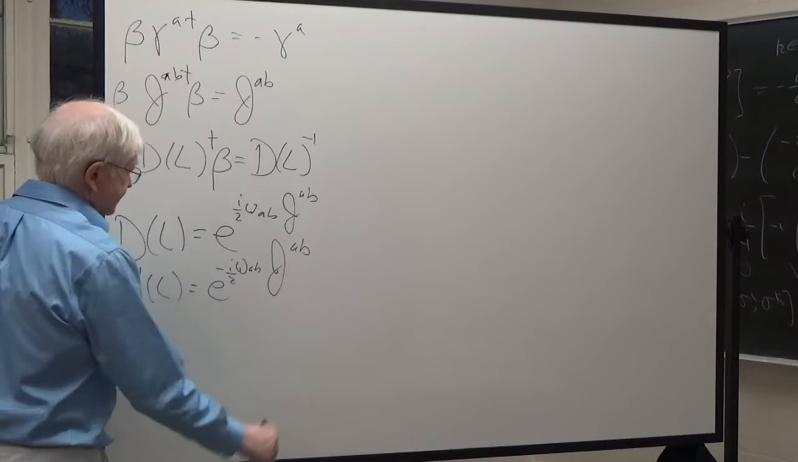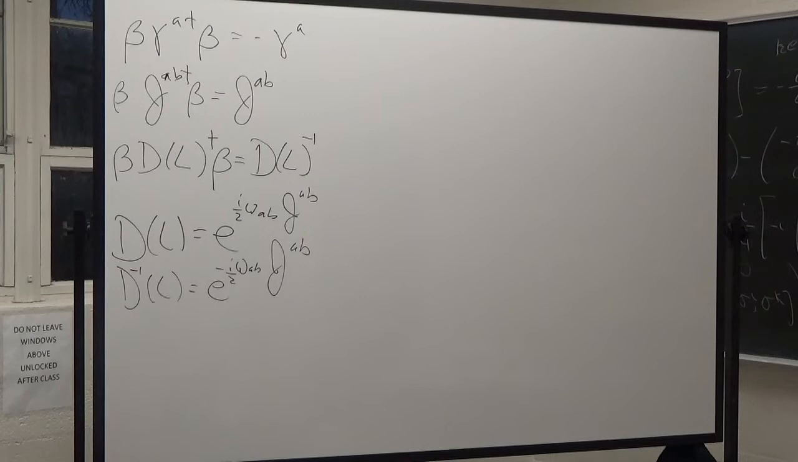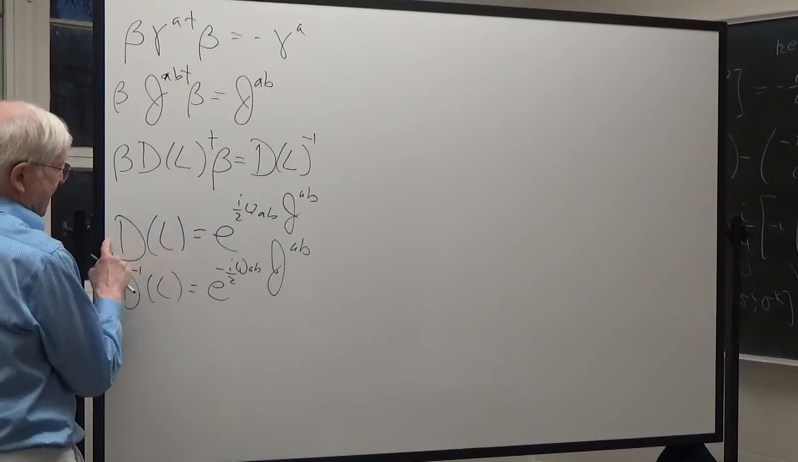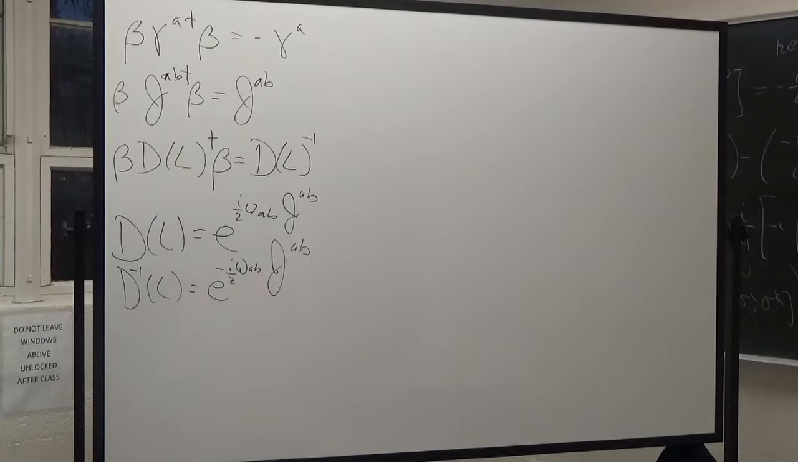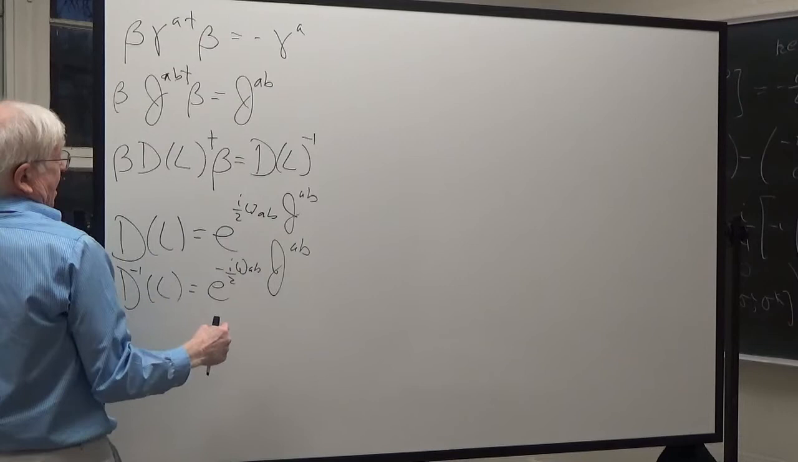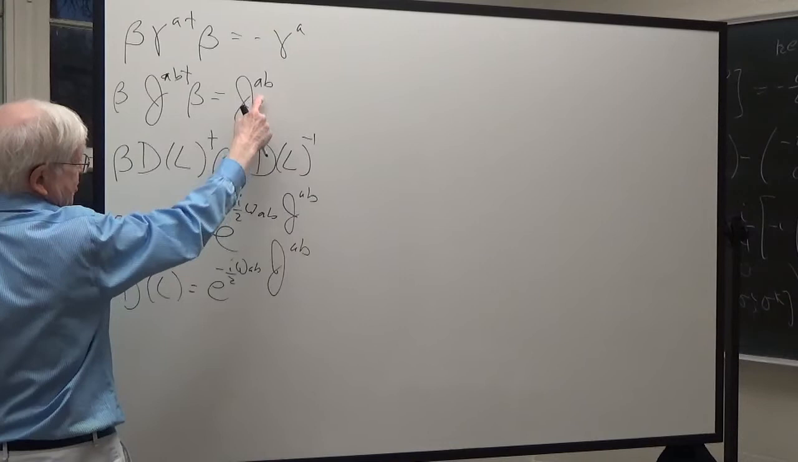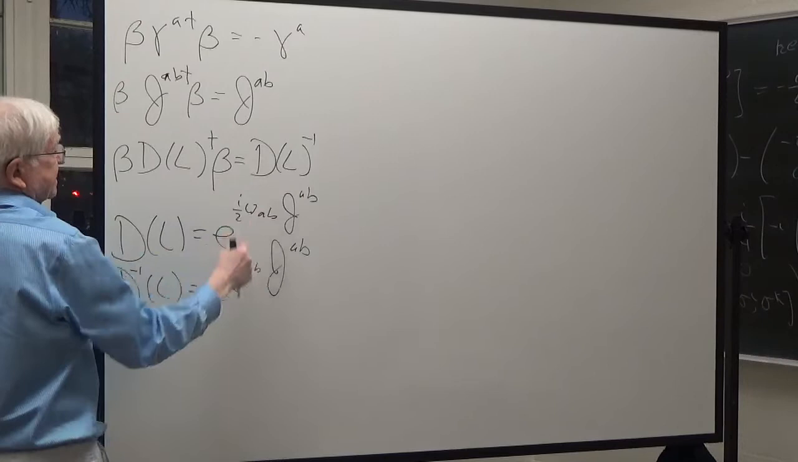Now what we're saying is that if you pull the betas through here, you're not going to affect the J's, but the adjoint is going to affect the i and turn it to minus i, and the adjoint doesn't affect J^AB, it leaves it alone. So when you take the adjoint here, this is left unchanged because of this relation. These are real, you get a minus sign, and that gives you that relation.